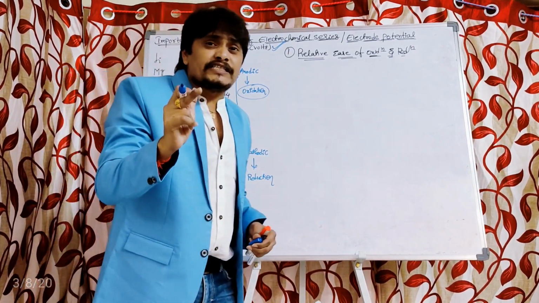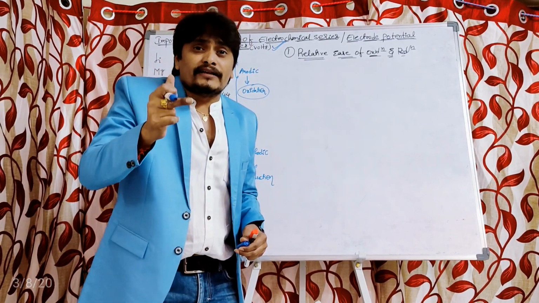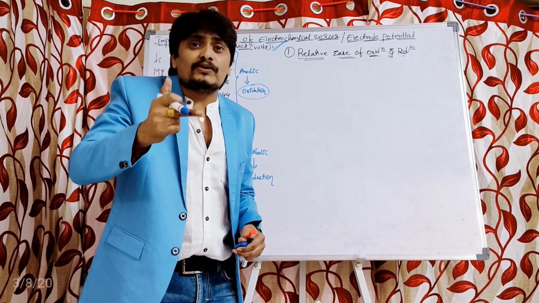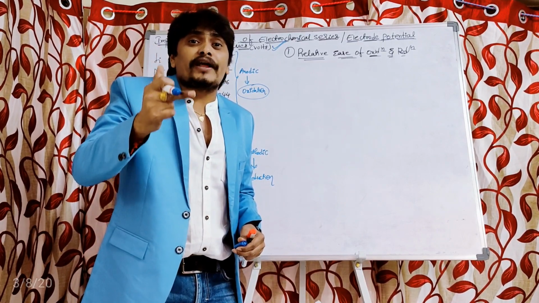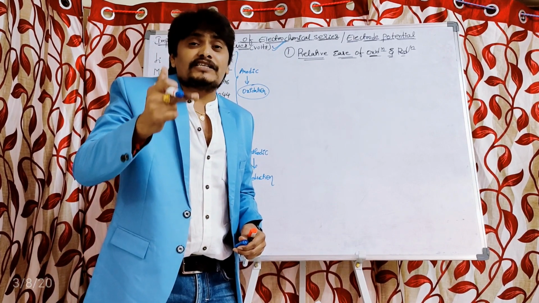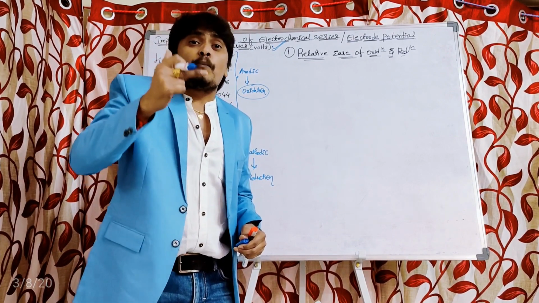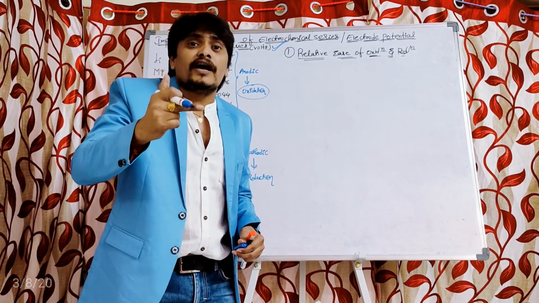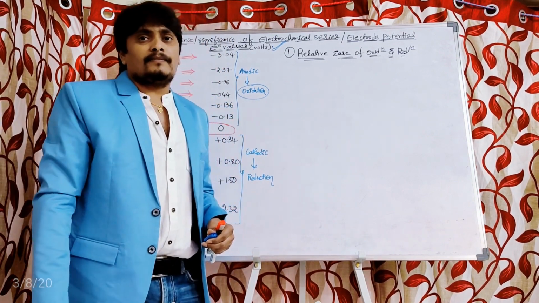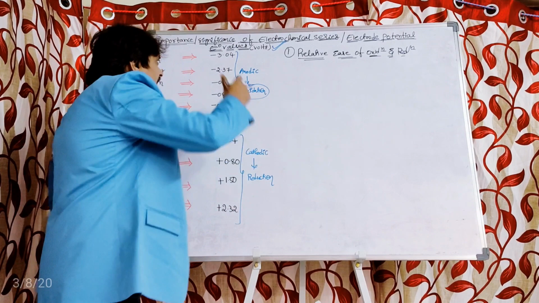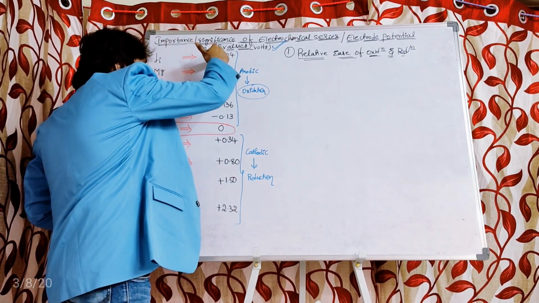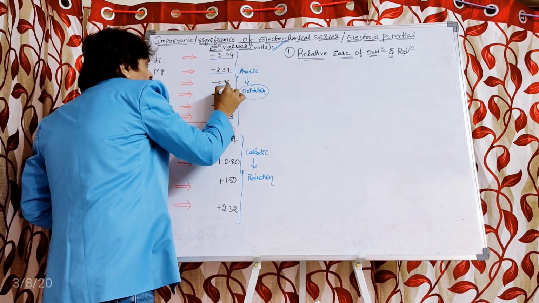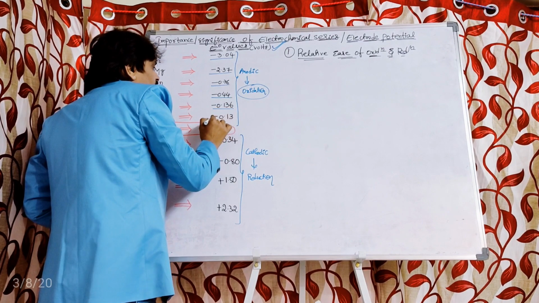These are the standard reduction potential values, which are obtained by considering the reduction reaction of the electrodes. When they acted as cathode and underwent reduction, their value was found to be negative.